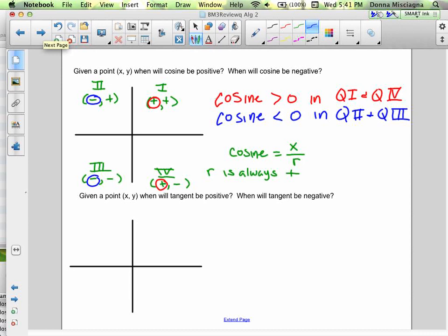So really I could have used the same picture above. I'll just write it again, though. So now we're looking at when is tangent positive, when is tangent negative. All right, so a reminder, x and y are positive in the first quadrant.